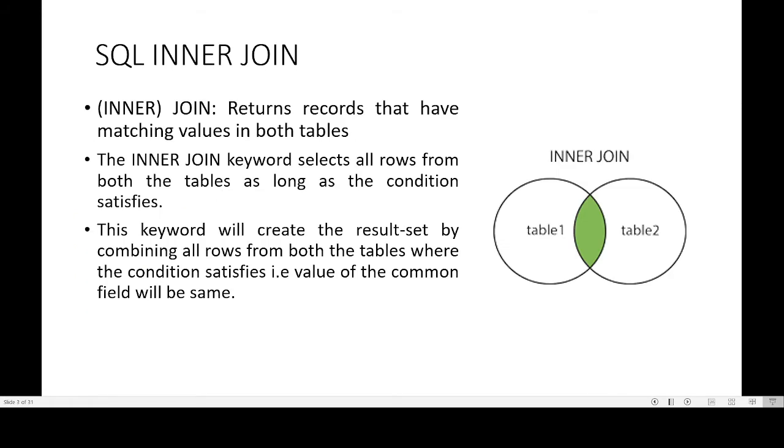Let us consider what an SQL inner join is. Here we can see the diagram. There are two tables, table 1 and table 2. What the inner join does is combine these two tables and give the result as the common rows present in both table 1 and table 2. It combines all the rows from both tables where the condition is satisfied, that is, the value of the common field is the same.